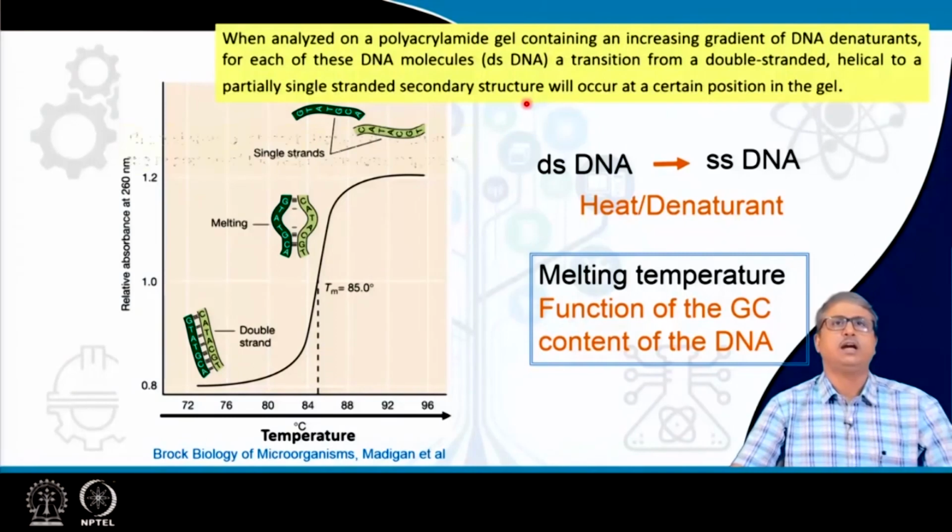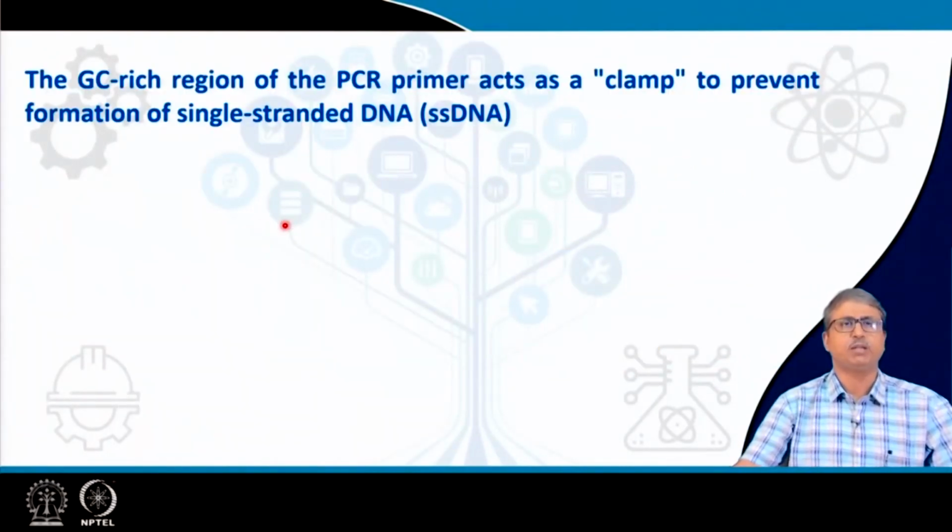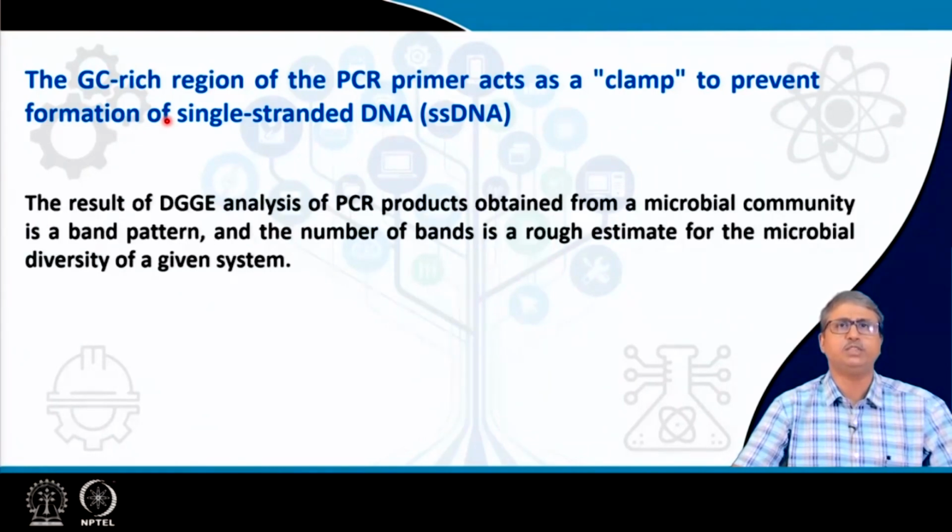Now, we try to use this information. If we melt up to single strands, then possibly you won't be able to detect them. Rather, we use primers with a very high GC content. So that part will not melt, but the rest of the DNA will melt. So it will form a kind of Y-shaped structure. Because of this structure, it won't be able to move in the gel and will stay there, and later when we stain the gel, we will be able to see it. So basically the GC-rich region of the primer is used as a clamp.